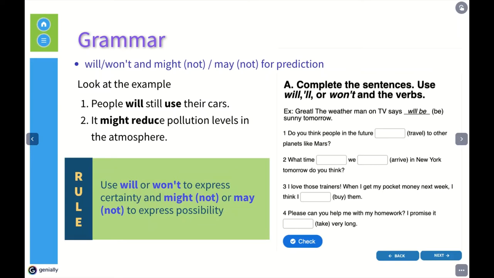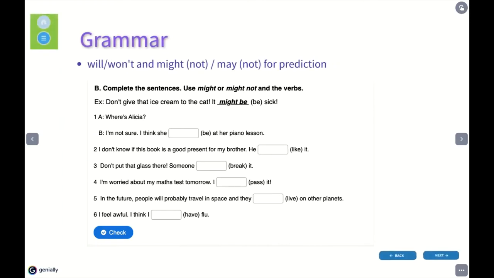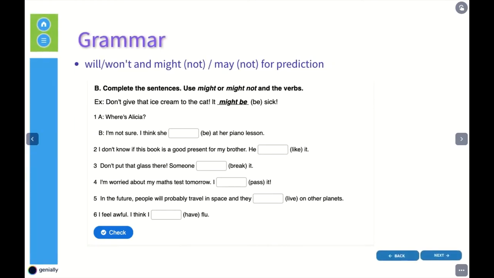Okay, and the next exercise is practice using might and might not. Might or may, you can use them interchangeably. They have the same meaning. You use might or you use may, the same meaning. Okay, so practice, do it and then you can check the answers. If you don't understand, just go back to the rules, try to understand them, and practice the exercise again.